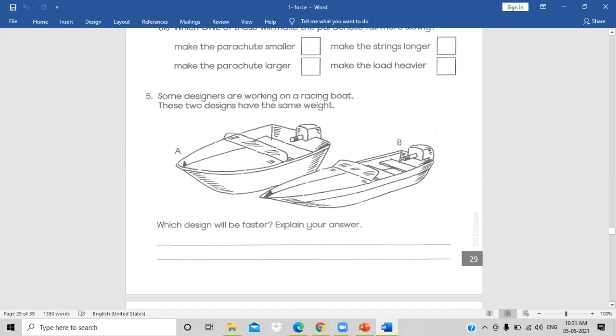Some designers are working on a racing boat. These two designs have the same weight. So we don't have to worry about the weight affecting how fast the boat will go, because both of them have the same weight. If you look at it, what is the difference between those two boats? The shape. This boat is wide, while this boat is thin or streamlined. Okay, and we have learned before that the streamlined boat, or any streamlined shape, moves more easily and will not be affected by air resistance as much.